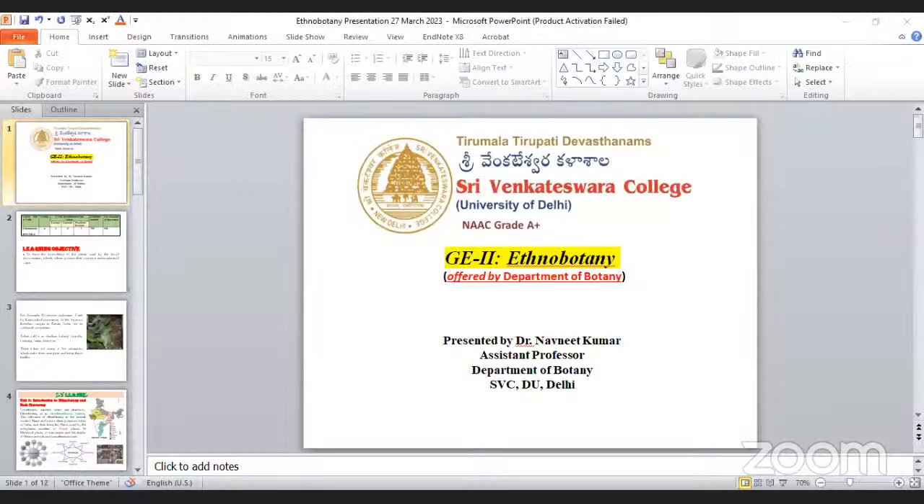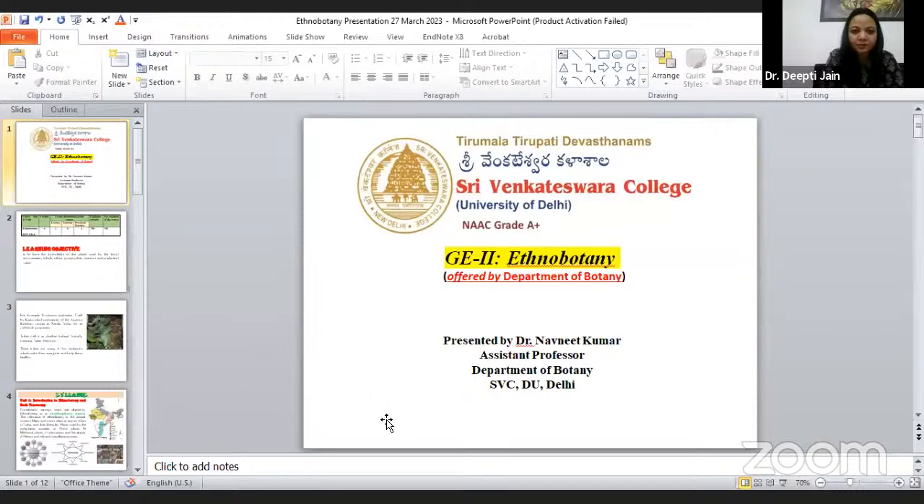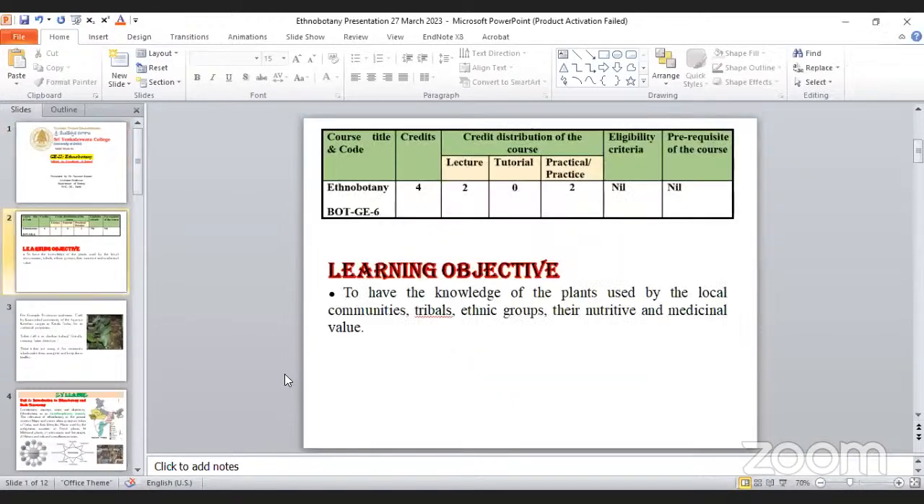Good afternoon, everyone. So I'm going to talk about the ethnobotany GE-2, which is offered by the Department of Botany. I think I'm audible. Yes, you are. So ethnobotany, as we know, is a 4 credit course, where the learning objective is to have knowledge of the plants used by the local communities, tribals, ethnic groups, and their nutritive and medicinal values.